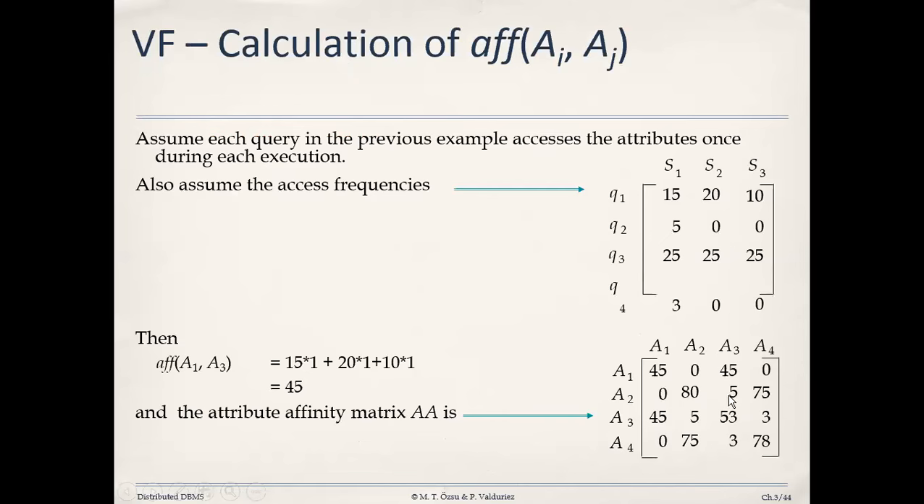Here you can see one more thing which you must remember: whenever you are calculating the affinities, the affinity of A2 with A3 or A3 with A2 will remain the same. For example, this is A2, A3, the value is 5. This is A2, this is A3, the value is 5. The value will remain the same. Similarly, if you are computing A1 and A2, that is 0. So again, A2, A1 is 0.